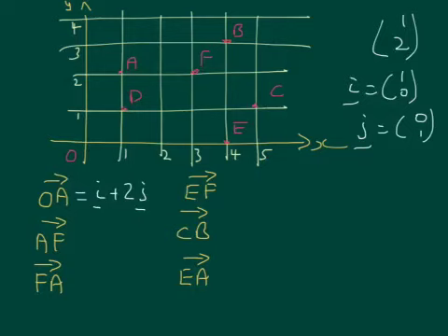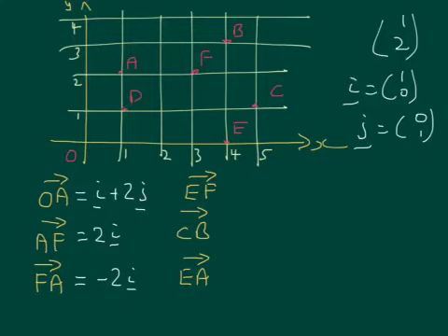Notice that we underline the i and the j. What about the vector from A to F? Well, that's just 2 in the i direction. What about the vector from F to A? Well, it's minus 2 in the i direction. Notice that AF is that way, FA is that way, so that one is minus the other.